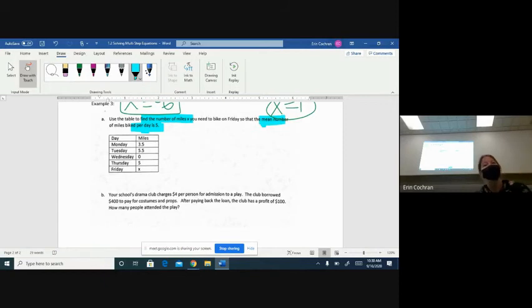To find the mean, or the average, we're going to add up all of these numbers and divide by how many numbers we have. And how many numbers do we have here? We have 5, right? Monday through Friday. So we're going to add these numbers up. Can anyone tell me what 3.5 plus 5.5 plus 0 plus 5 is?